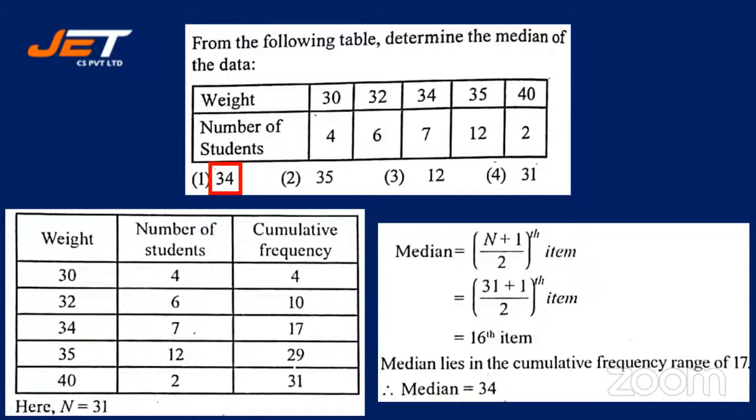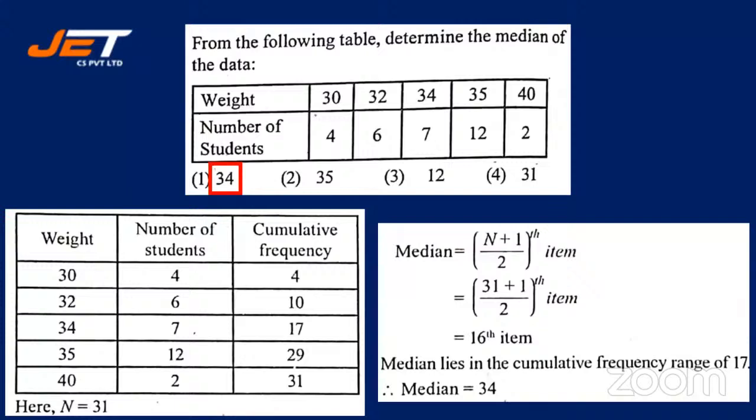See here, the weight is arranged, the number of students is done. And now you are finding the cumulative frequency. What is cumulative frequency? You keep adding the numbers. That is, first one is 4, next is 4 plus 6 is 10, the next one is 4 plus 6 plus 7. Likewise, when you add, finally, the total number of students is 31, which is the n. Since it is an odd number, we go by the formula (n plus 1) by 2th item. So here it is the 16th item.